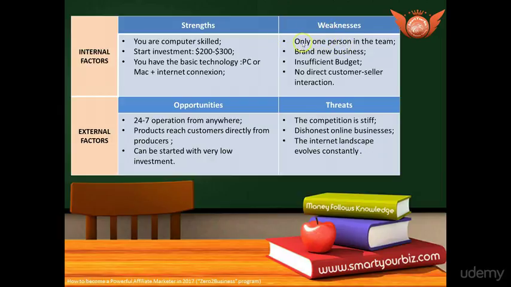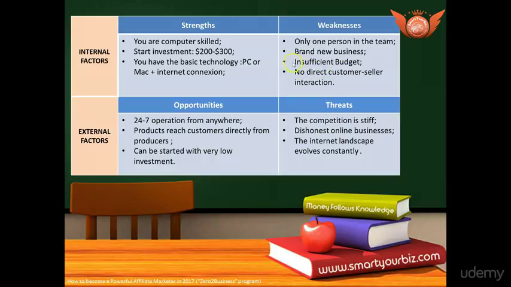And doing everything by yourself could be overwhelming and the risk of discouragement is very high. So you can start alone, but you need to think about finding a partner for your business. Second weakness, you are a brand new business. That means no recognition, no trust, no customer loyalty, no experience, no business partners, and a weak market image. Then you have the insufficient budget.